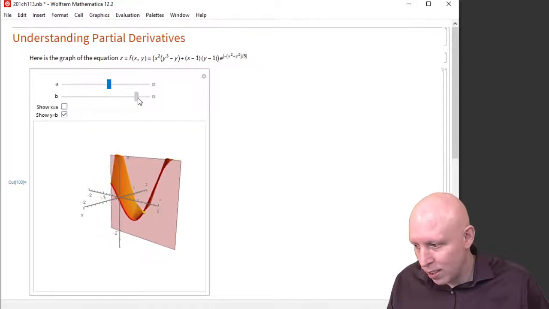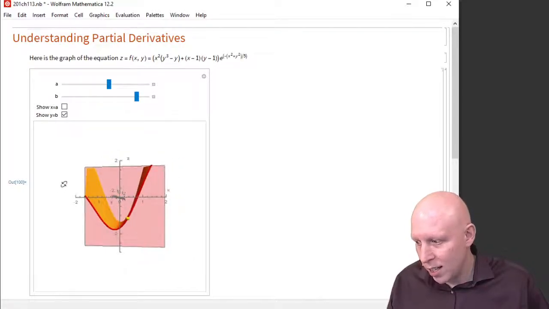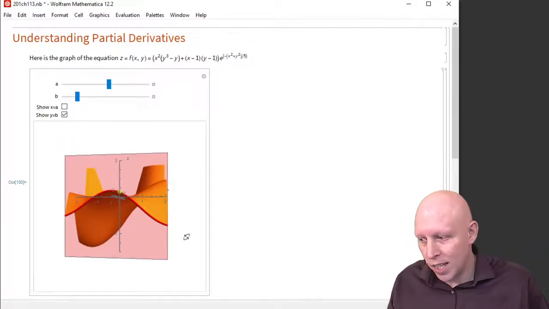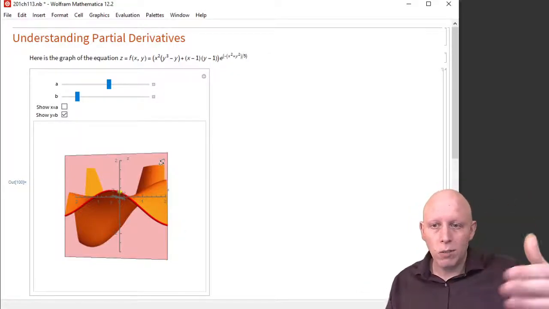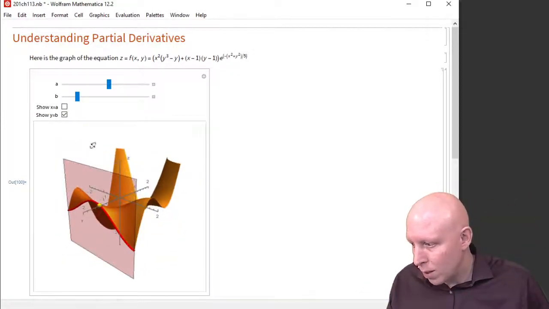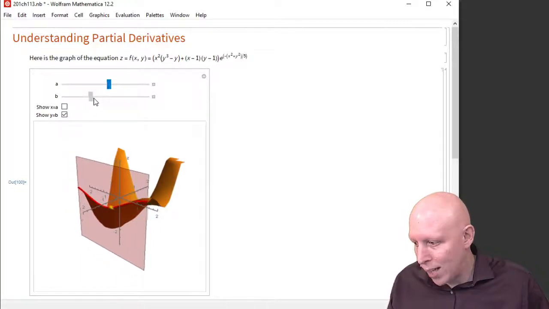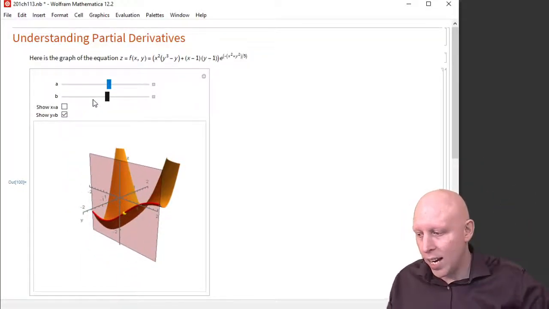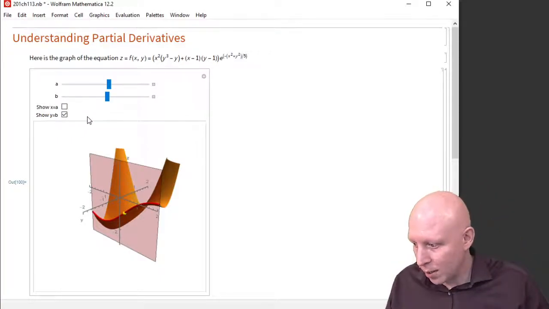Right over here, look at this interesting slice. It definitely goes down and then up. And over here, it's almost like it goes up and then down. As you choose different values of b, you get different ways that the surface looks. So these are fixed b's, and this is what the slice of the plane looks like.